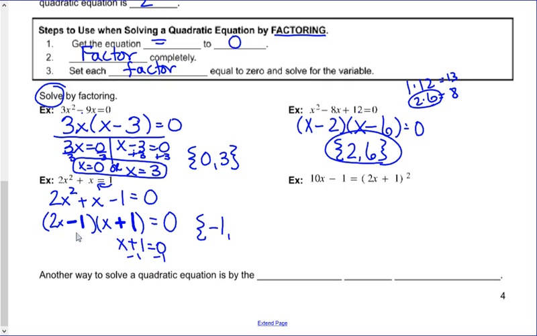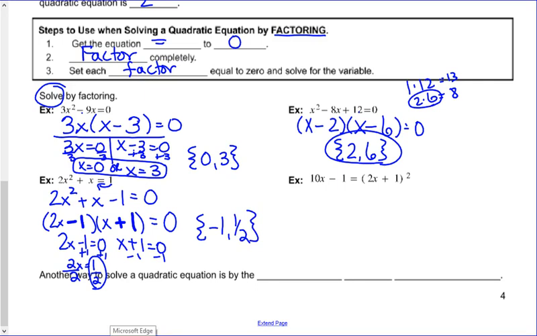This one with the number in front is a little bit different. If I were to solve that, I need to add 1, so I get 2x equals 1, and then when I divide by 2, then I get x to equal 1/2. So that gives me actually my other number, or my other solution for that.